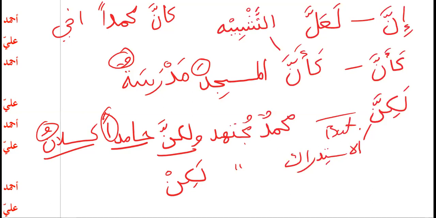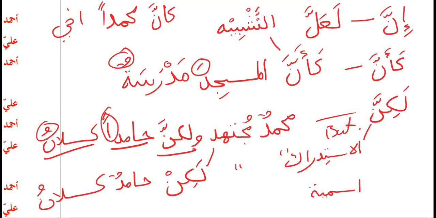So if we were to say the same sentence, Muhammadun mujtahidun, lakin hamidun kaslanu. Its actions no longer affect the words that come after it. We have two types of sentences in Arabic: جملة اسمية and جملة فعلية. A jumla ismiya is the sentence that begins with a noun, like Muhammadun, and a jumla fi'liya is the sentence that begins with a verb, for example ذهب حامد إلى, and so on.